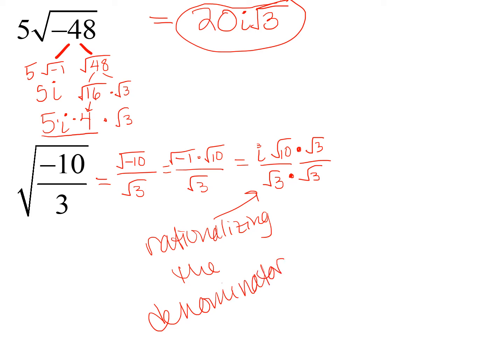Hopefully you're familiar with that. If you're not, this is what you have to do. Whenever you see a radical in the denominator, you have to multiply the top and the bottom by that same radical, or the square root of 3 in this case.